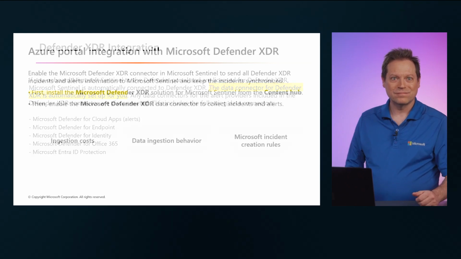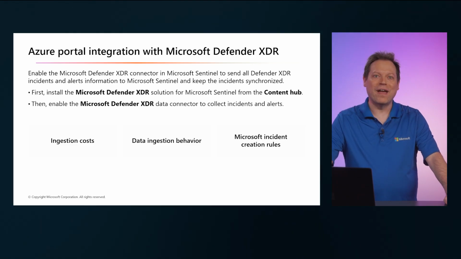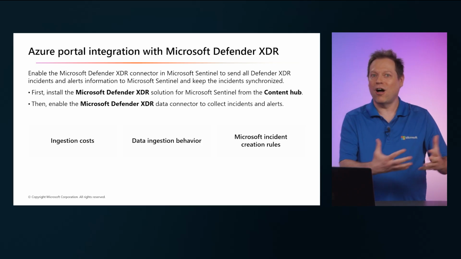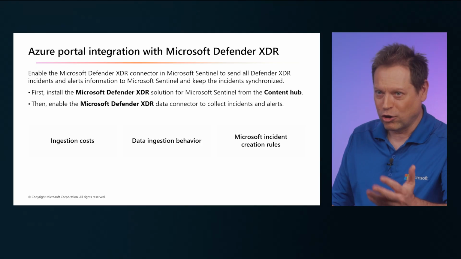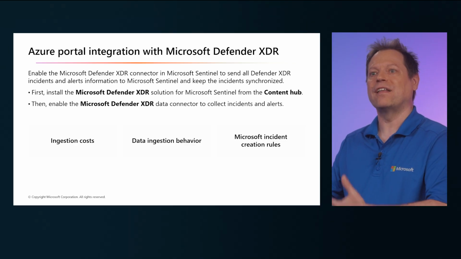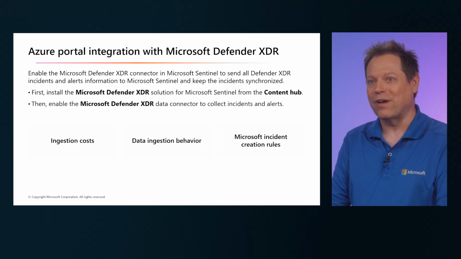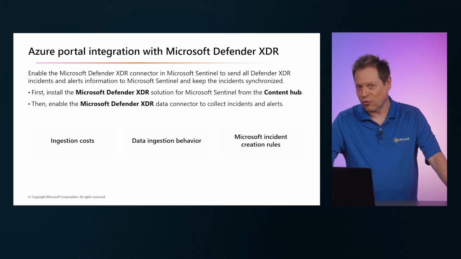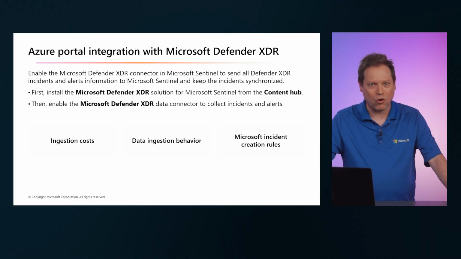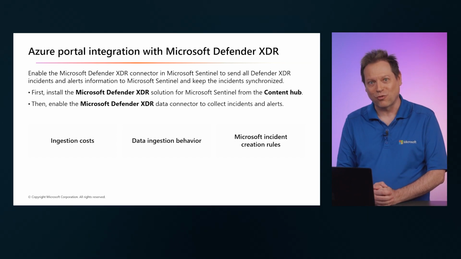If you're integrating from the Azure portal, you'll install the Microsoft Defender XDR solution from the Content Hub and enable the data connector. Alerts and incidents flow into Sentinel at no charge, while advanced hunting queries incur ingestion costs. Defender XDR handles incident creation, grouping, and correlation, replacing Sentinel's incident creation rules.